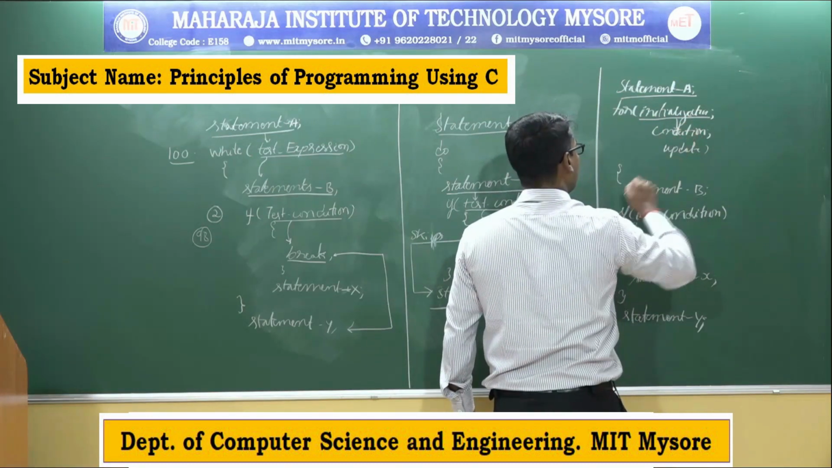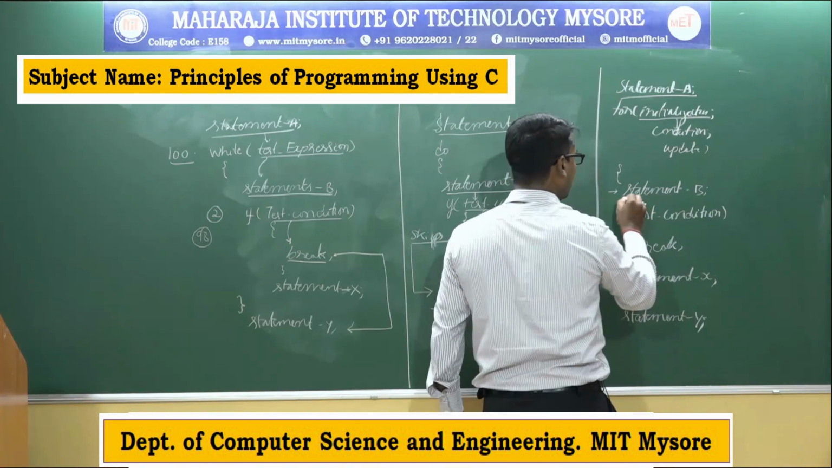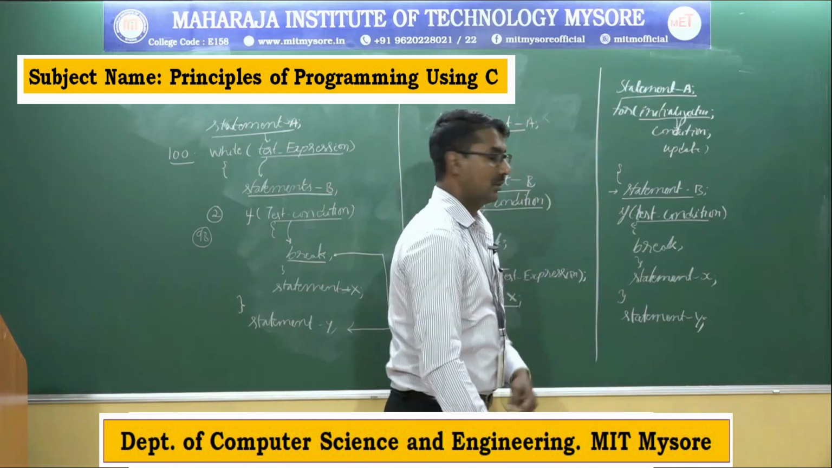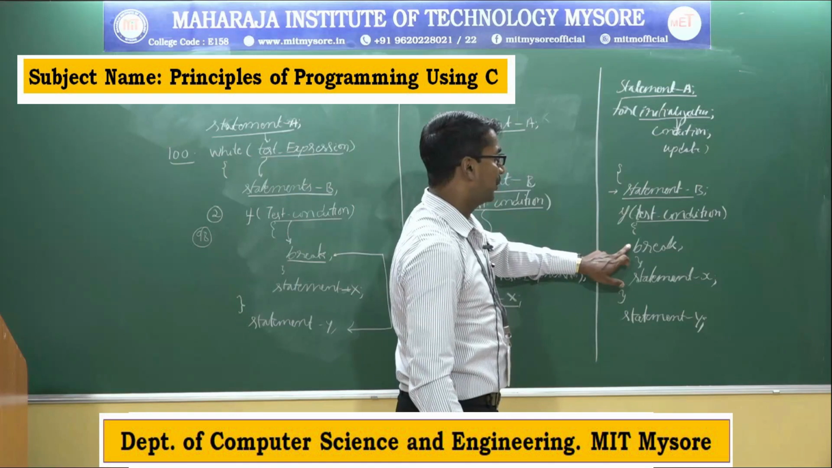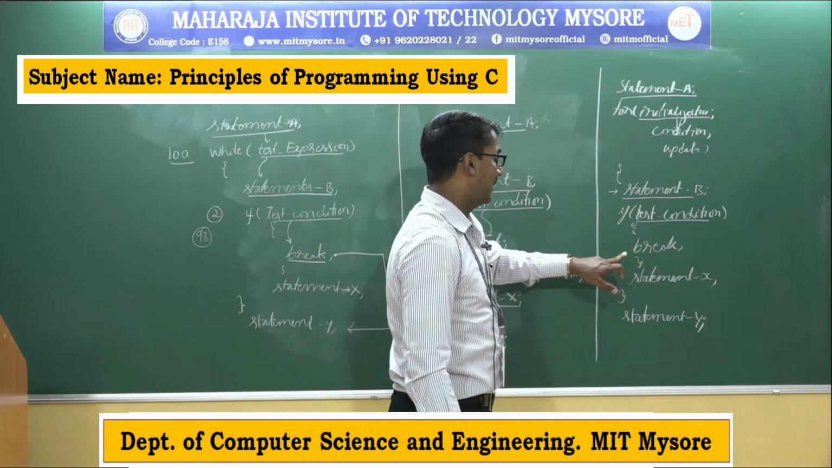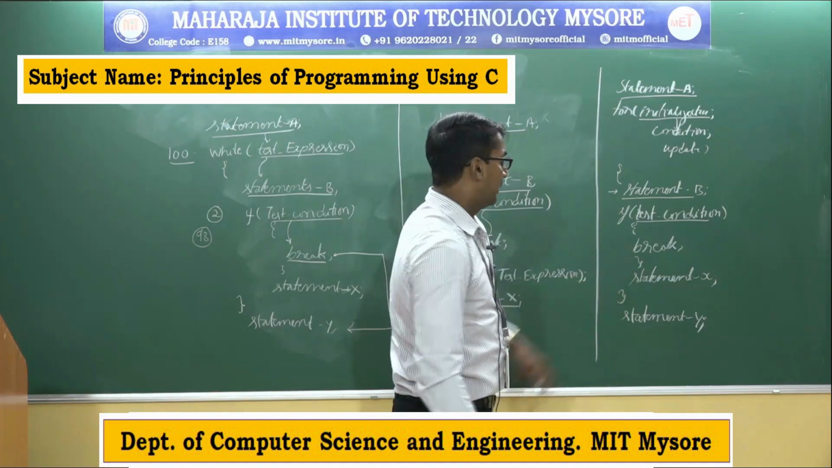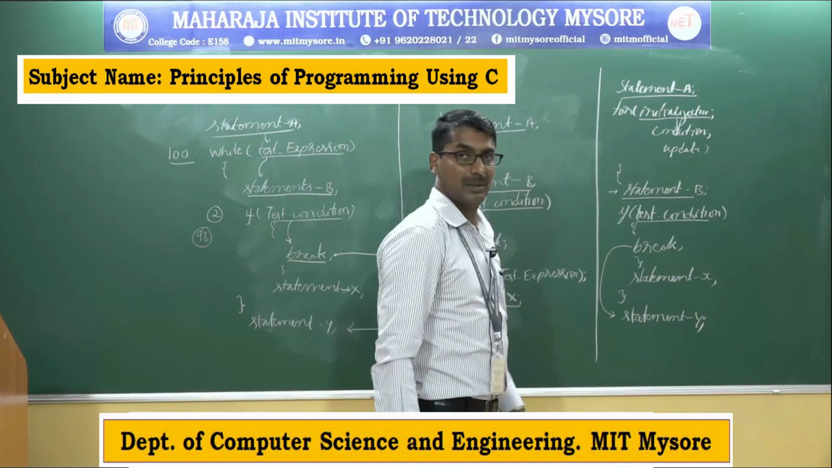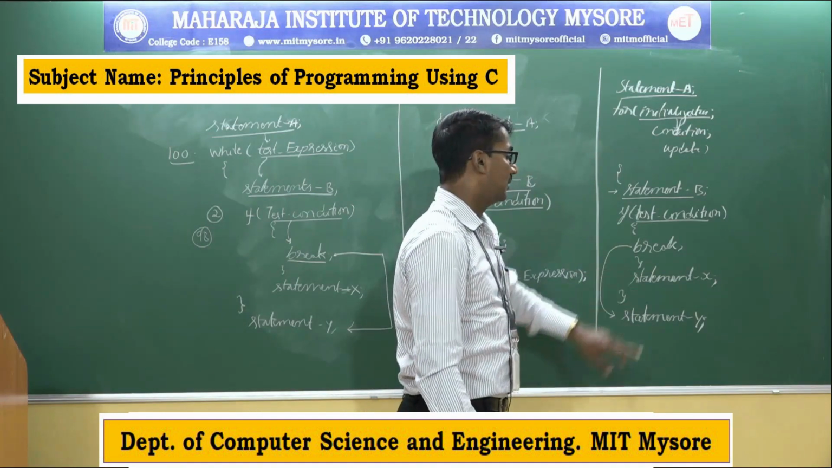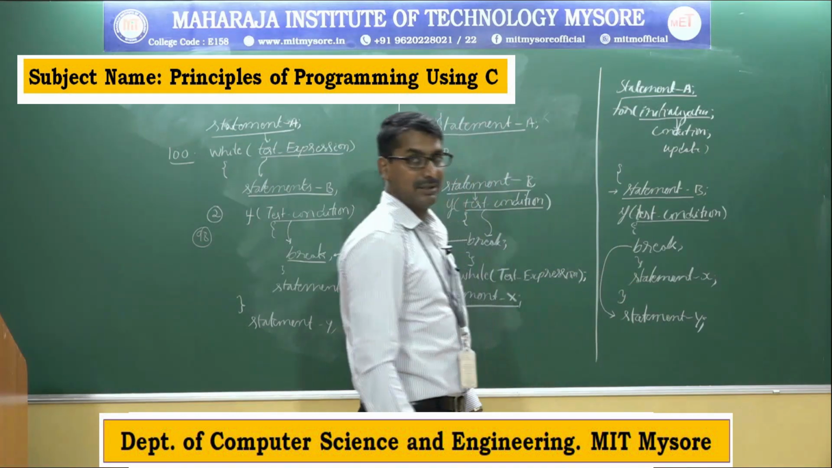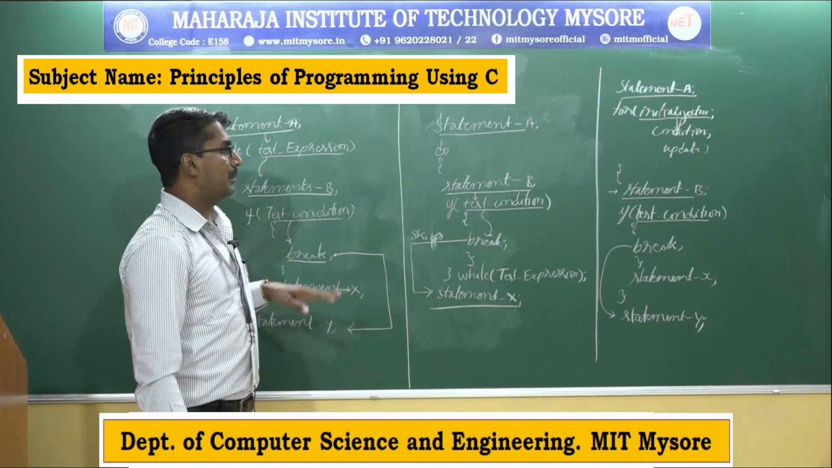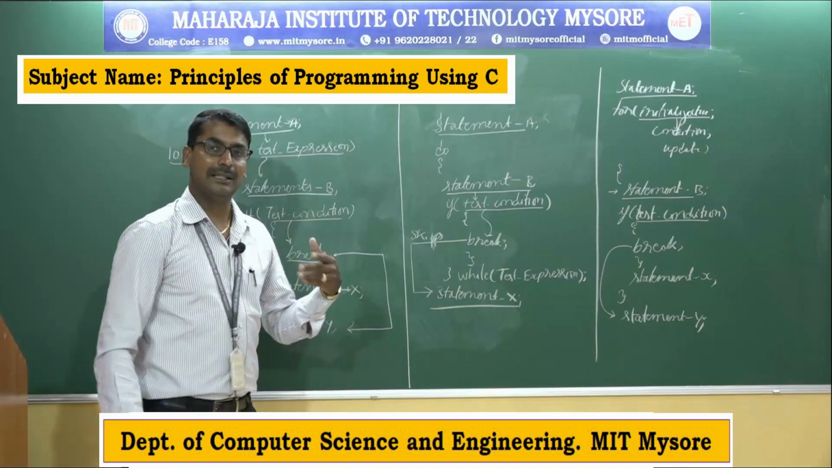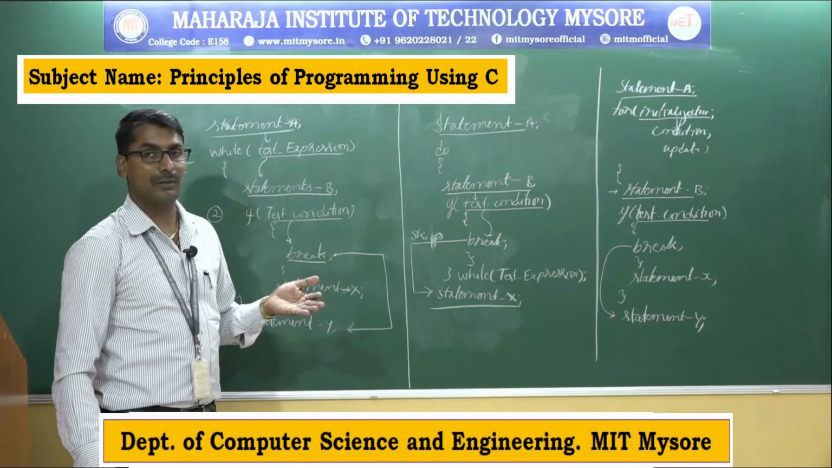Here first statement A will be executed, then initialization will be performed, and the condition will be checked. If the condition is satisfied, it will execute statement B. After executing statement B, the condition will be verified. If the condition is satisfied, then it moves to the break statement. After executing the break, the control will be transferred to statement X, skipping the remaining iterations. So when we use the break statement, it skips the entire remaining iterations, and the control comes out from the loop.